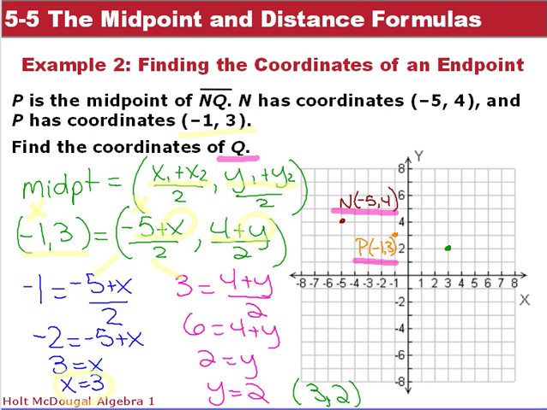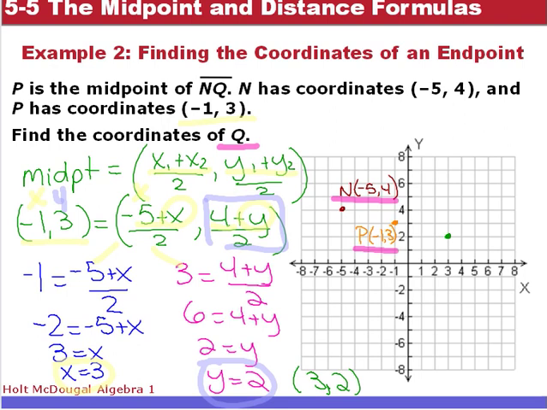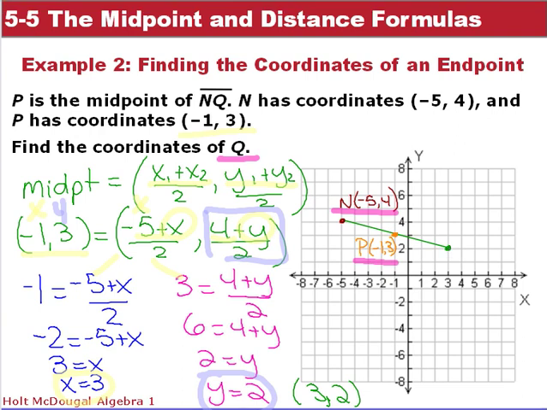Breaking the second one in, this is our y term here. So we get 3 equals 4 plus y over 2. Solving for y, we get y equals 2. So our endpoint is at the point 3, 2. If we were to connect all these dots, we're going to have from N through P to Q. And so our Q, our other endpoint, has coordinates 3 and 2.